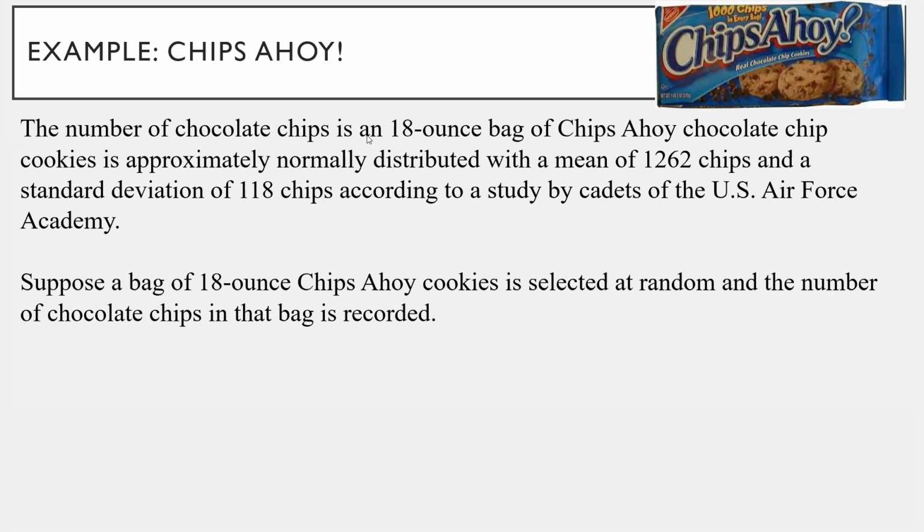The number of chocolate chips in an 18-ounce bag of Chips Ahoy chocolate chip cookies is approximately normally distributed. Okay, so what we're saying here is the number of chips in each bag is normally distributed. So that tells you it's going to be a bell curve problem. So now let me ask you this. Do you think every bag has exactly the same number of chips in it? Yeah, like no. Okay, it's a manufacturing process, right?